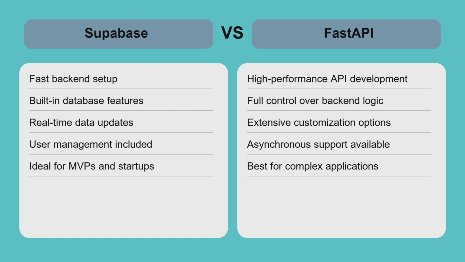For example, a startup building an MVP might choose Supabase for rapid deployment, while an enterprise with complex data workflows may prefer FastAPI. Supabase abstracts infrastructure management, reducing operational overhead, but limits backend customization. FastAPI demands more backend expertise and maintenance, but empowers developers to tailor every aspect of their API. Choosing between them depends on your project's scale, technical skills, and customization needs.